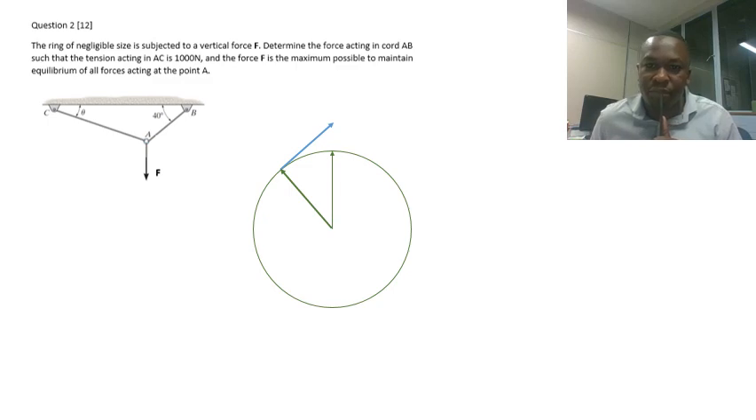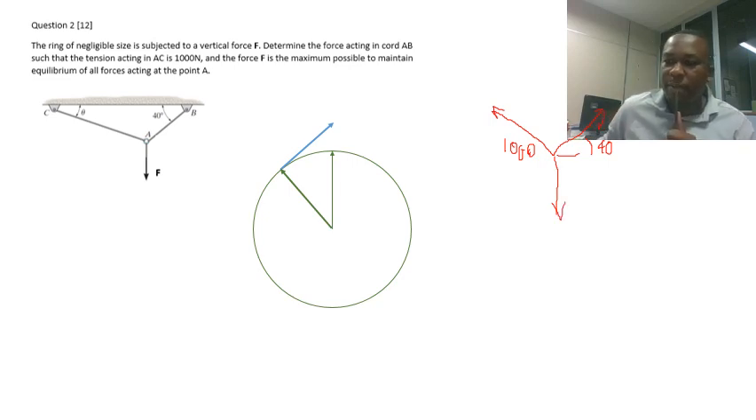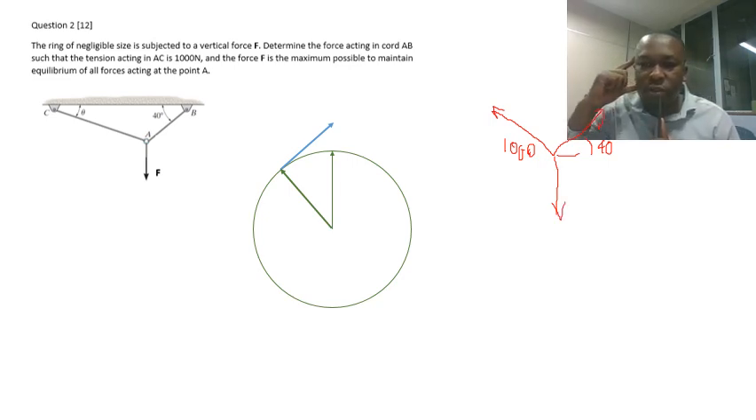So the problem we had: the force FAC with a constant magnitude of 1,000, and a force FAB, which was unknown, but had a constant angle, given as 40 degrees. Then we had a force that was going down, and you were required to find that force as a maximum.